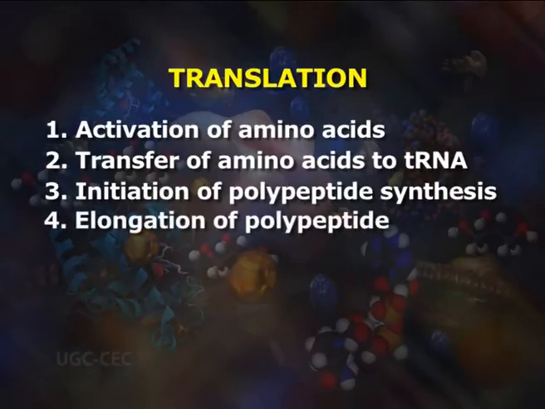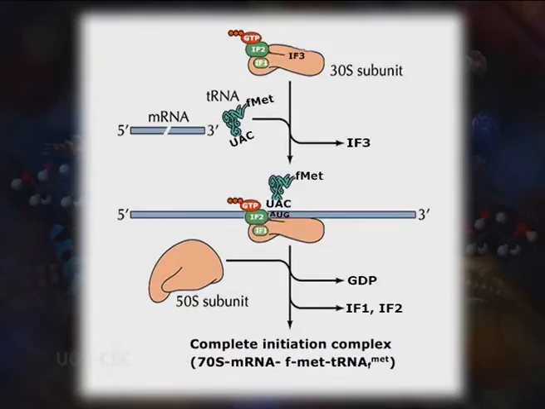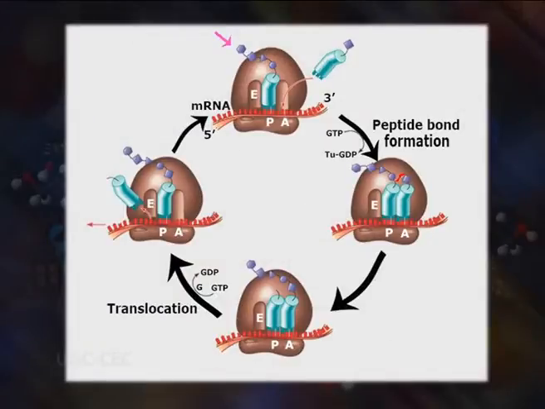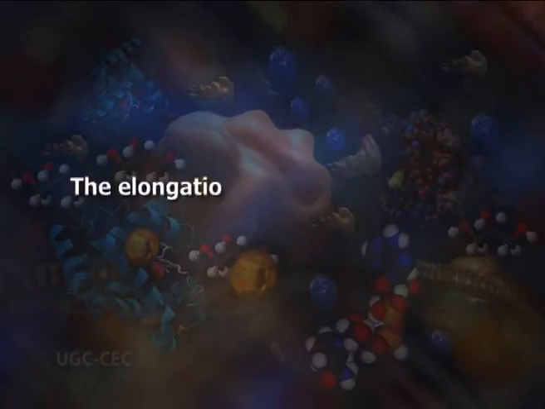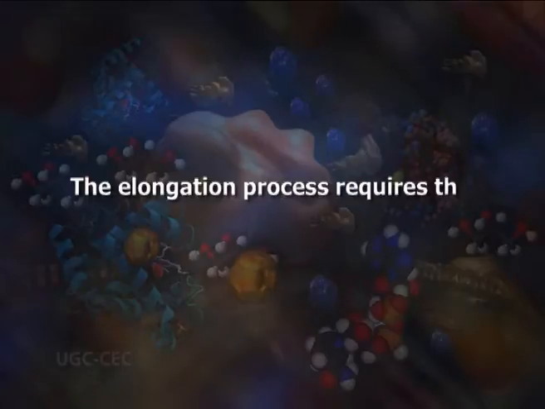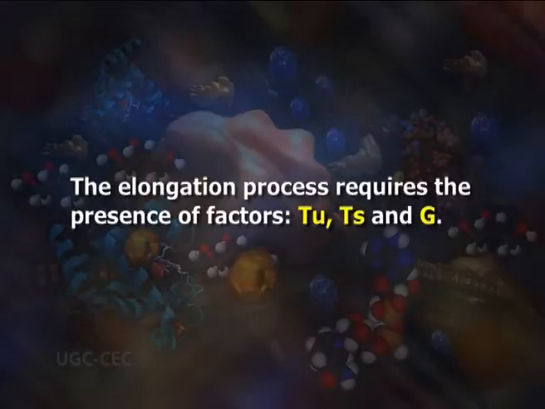Moving ahead, we now discuss step 4, elongation of polypeptide. After the formation of 70S mRNA fMet tRNA fMet complex in prokaryotes, elongation of polypeptide chain is brought about by the regular addition of amino acids. The elongation process requires the presence of factors Tu, Ts and G.